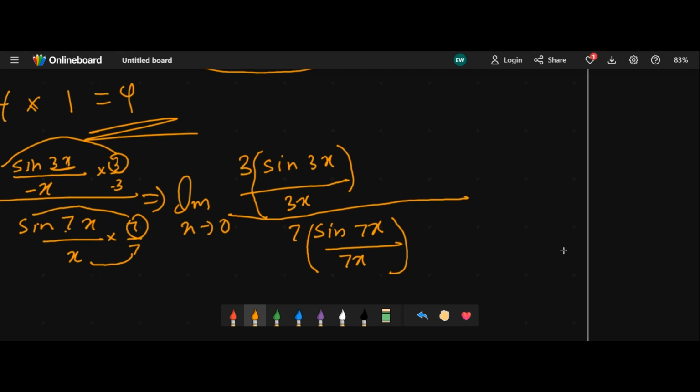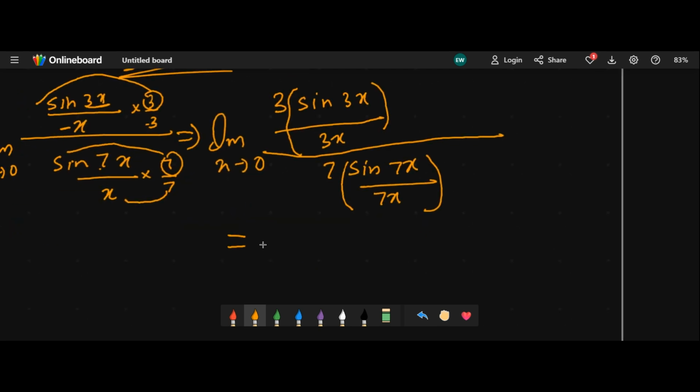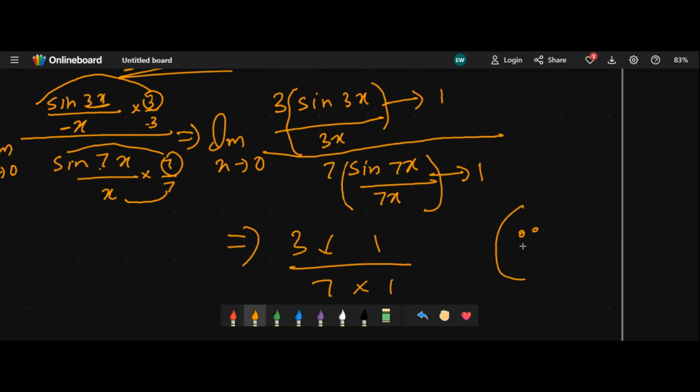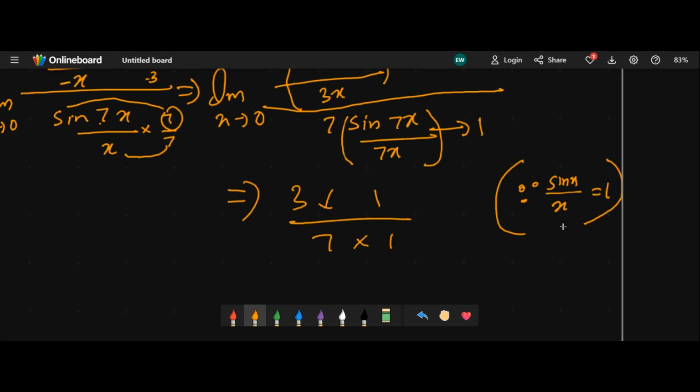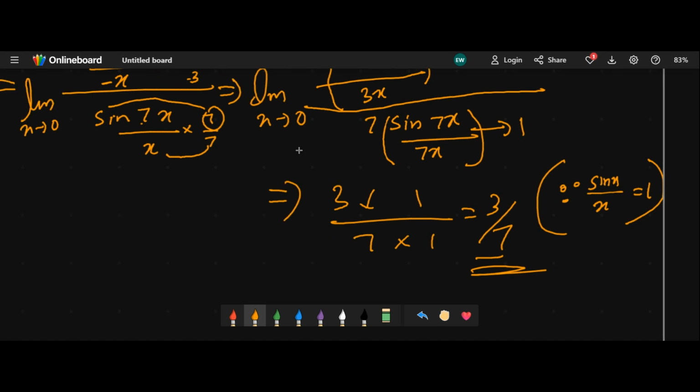So 3 into, what is the value of this? 1. What is the value of this? 1. So 3 into 1 divided by 7 into 1. It is better to write how you know sin 7x divided by 7x is equal to 1: from this trigonometry limit. You have to write it like this. So it is 3 by 7. This is the answer. These kinds of questions you may get.